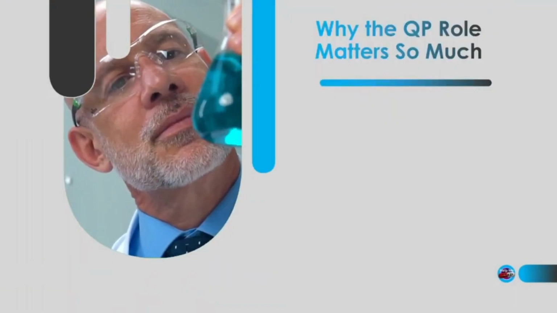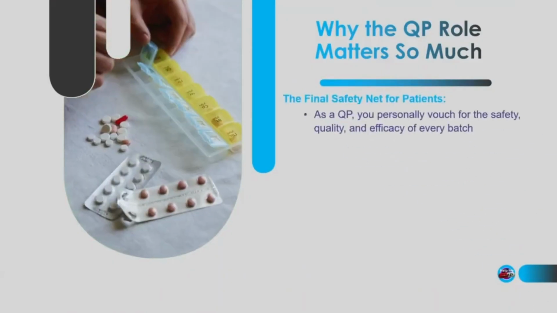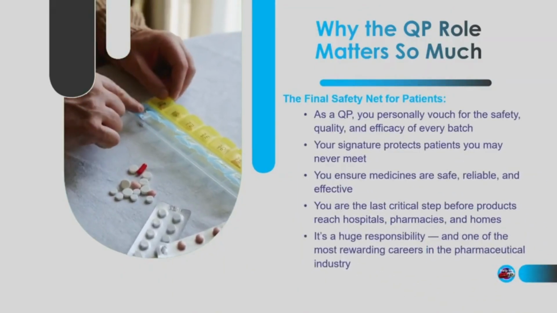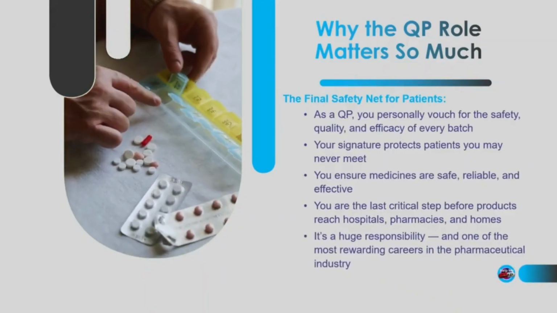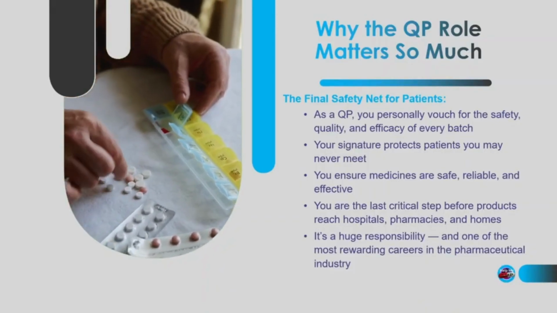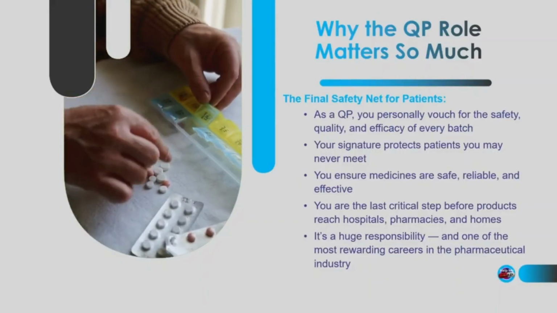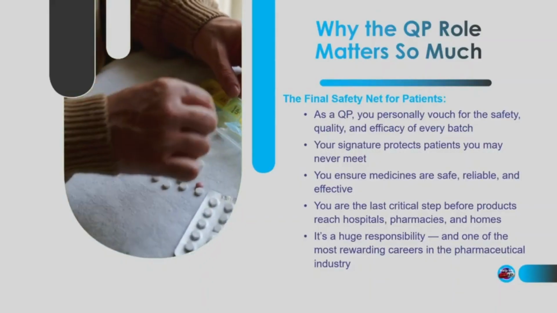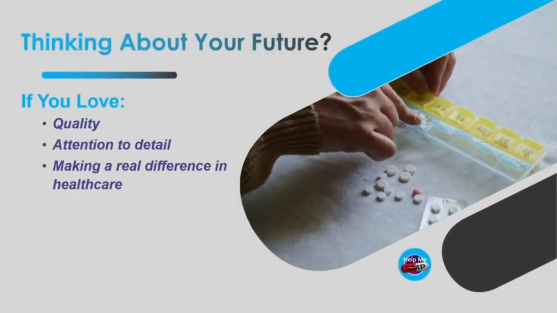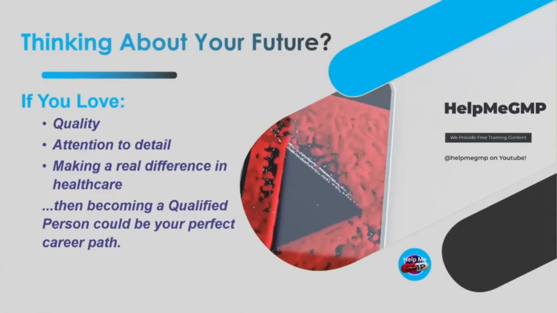Look, at the end of the day, the QP is the final safety net between a medicine and a patient. When you certify a batch, you're personally vouching that it's safe and meets the required standards. You're protecting people you'll never meet, patients trusting their lives to those medicines. It's a huge responsibility, but take it from me, it's also one of the most rewarding careers you can have in the pharmaceutical industry. If you love quality, you love detail, and you want to make a real difference, think seriously about aiming to become a qualified person.